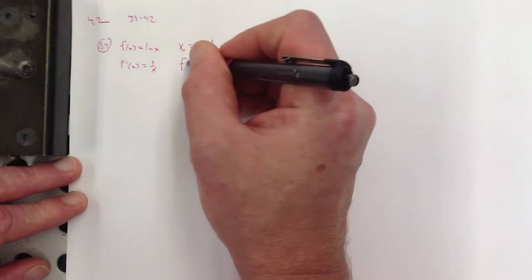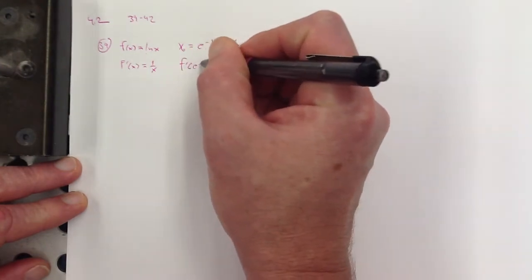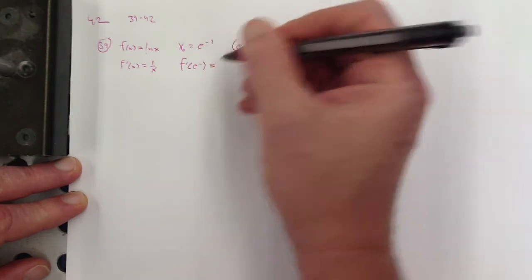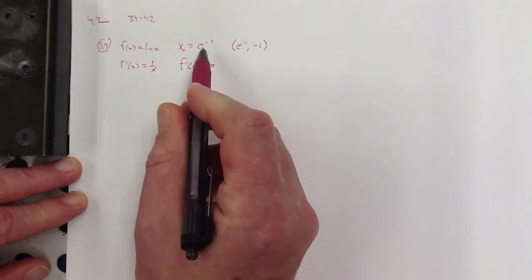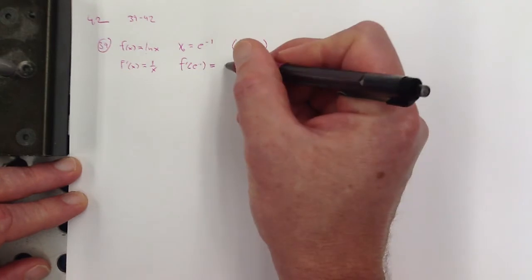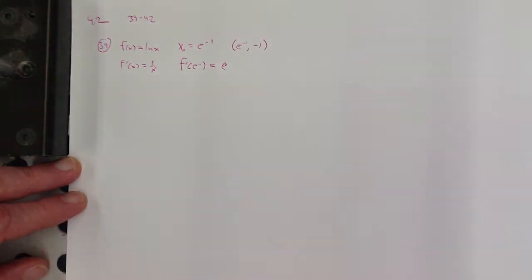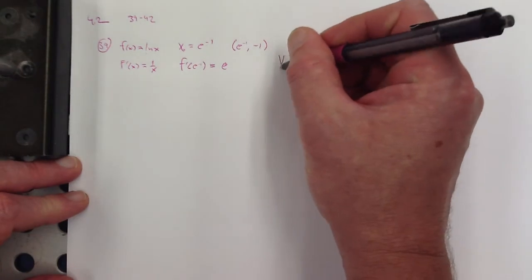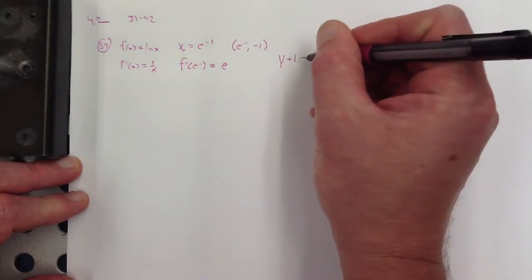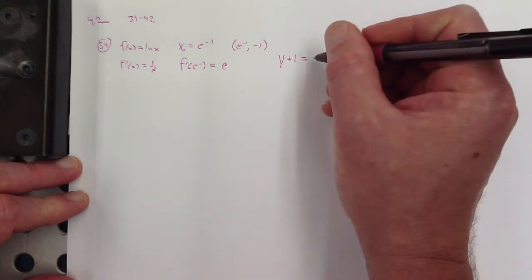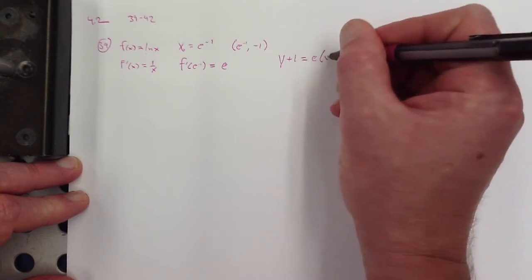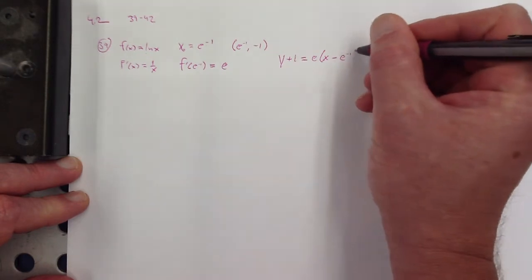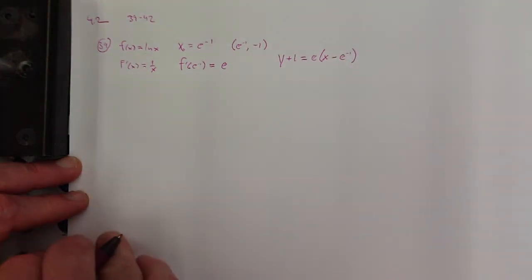What's the slope? I suppose when you plug e to the negative 1, which is the same as 1 over e, into this, it flips it back over into being e. So the equation for my tangent line is y plus 1 is equal to the slope times x minus e to the negative 1.